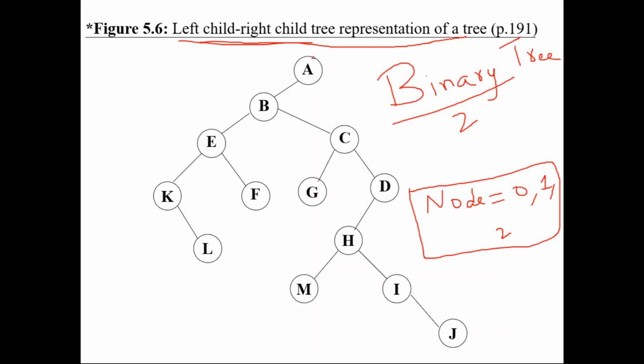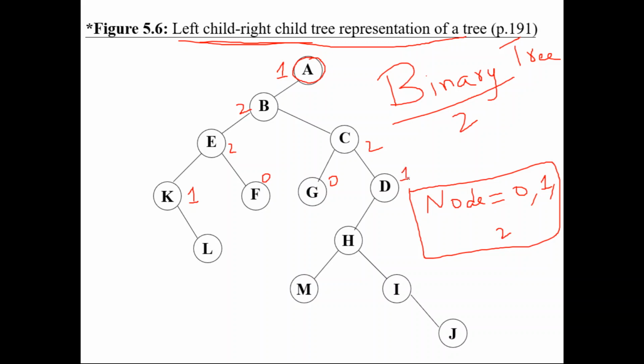So let us see, A has how many children? Only one child. The number of children is nothing but the degree of the node, so the degree of A is 1. B has how many children? 2. E has 2. C has 2. K has 1. F has 0. G has 0. D has 1.